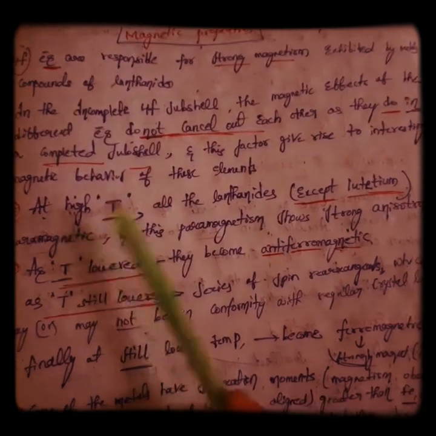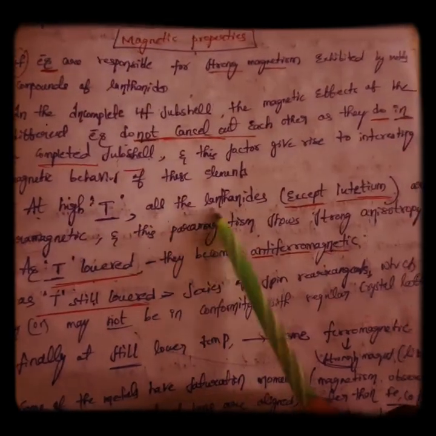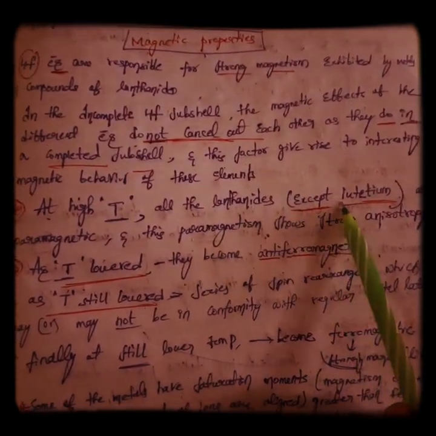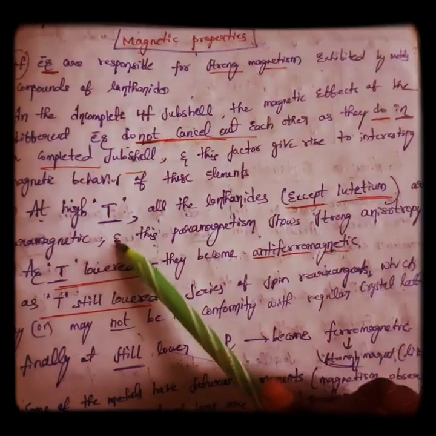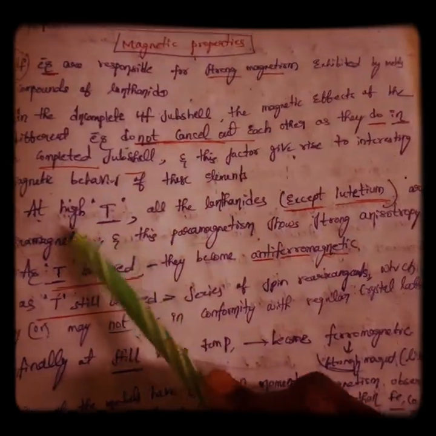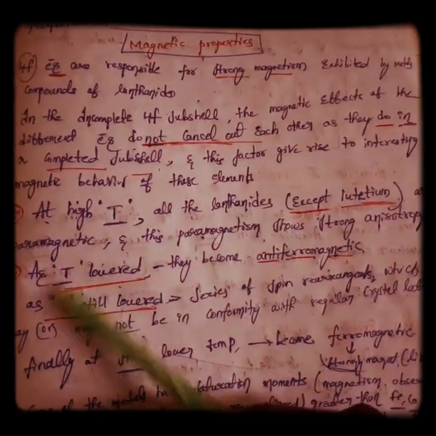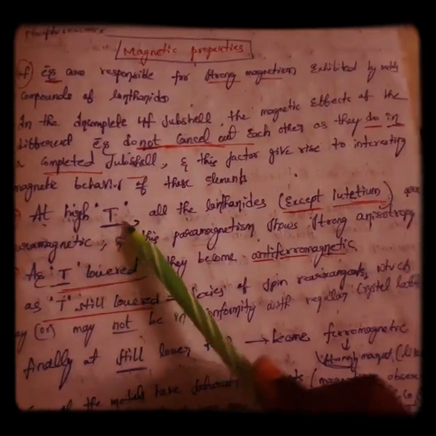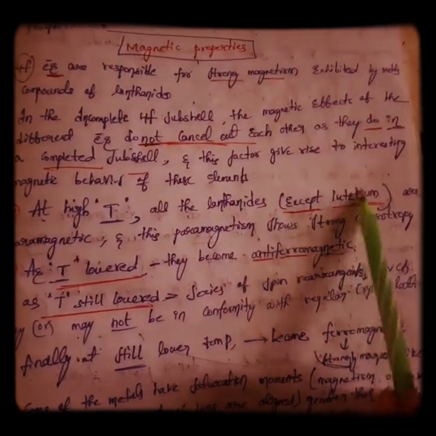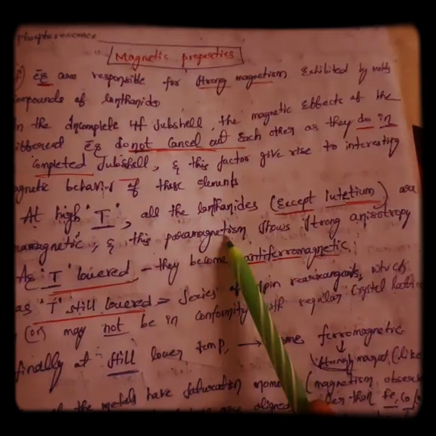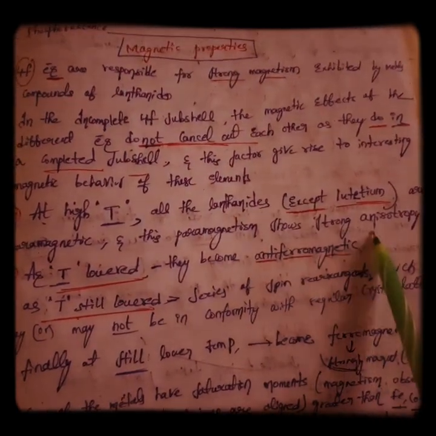At high temperature, all the lanthanoids except lutetium are paramagnetic, very important, friends. This exceptional point we have to remember. And this paramagnetism shows strong anisotropy.